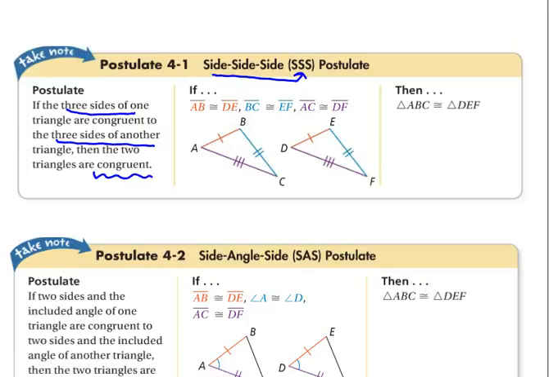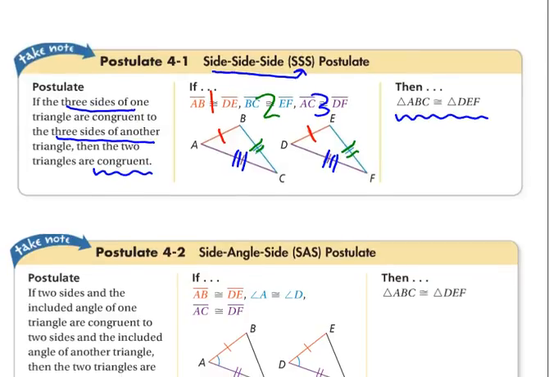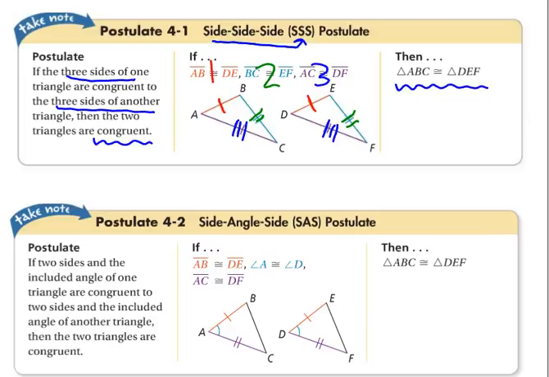So looking here, AB is congruent to DE, there's one pair. BC is congruent to EF, there's my second pair of sides. And then AC congruent to DF, there's my third pair of sides, so I have 3 pairs of congruent sides. So therefore, my triangles are congruent. So that's SSS.